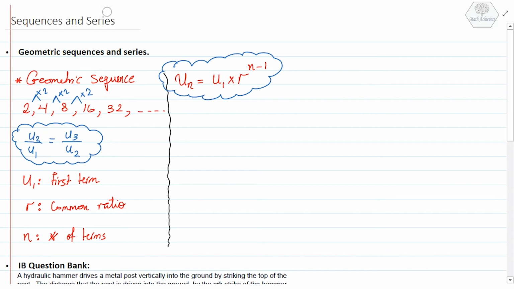Let's talk now about a geometric series. A geometric series: I have 2 plus 4 plus 8 plus 16 plus 32 and so on. I can realize that now I'm adding all the terms. That's why I consider it a series. Also, in a series, there is a common ratio, which in this case is times 2.